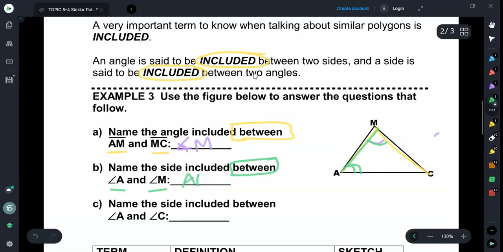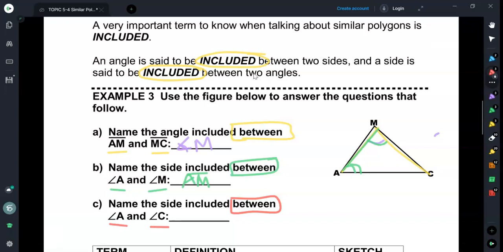So you're looking for the pieces that are included between. In the last one, name the side that is included between angle A and angle C. So angle A is here, angle C is here. So the side that's between them is AC.